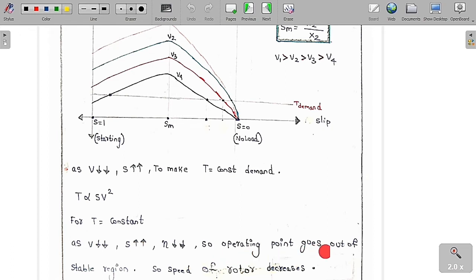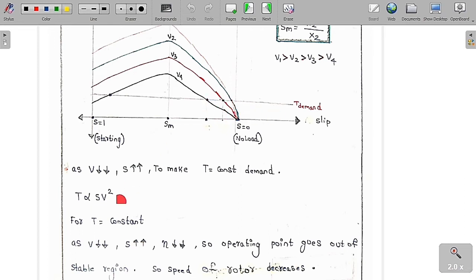So the operating point goes out of the stable region. We can say clearly this point moves further, and it can move to the unstable region. The operating point may go out of the stable region, so the speed of the motor decreases. The speed of the rotor will decrease. So we can say clearly, as the voltage decreases, the slip increases, to make torque equal to the constant demand.